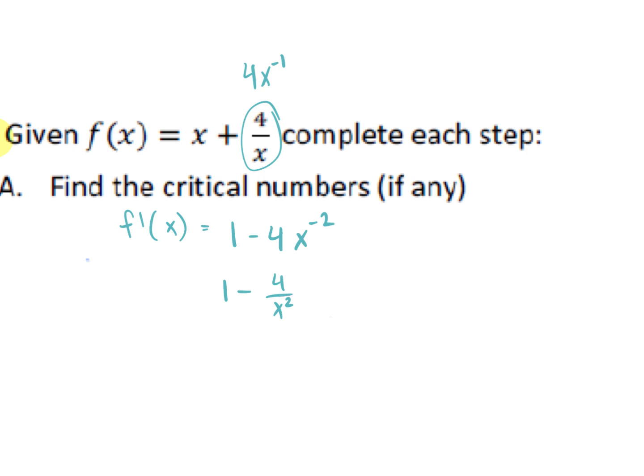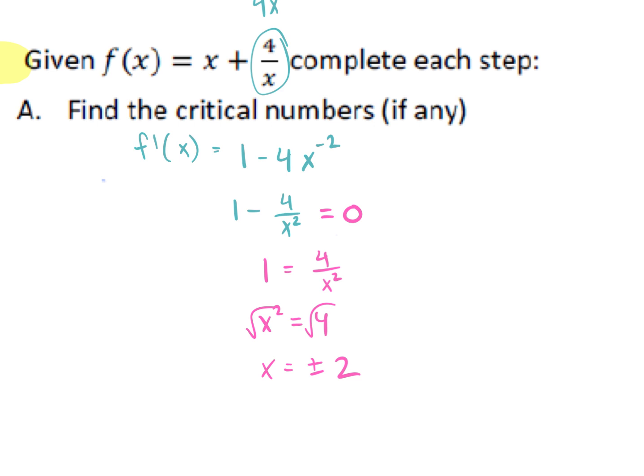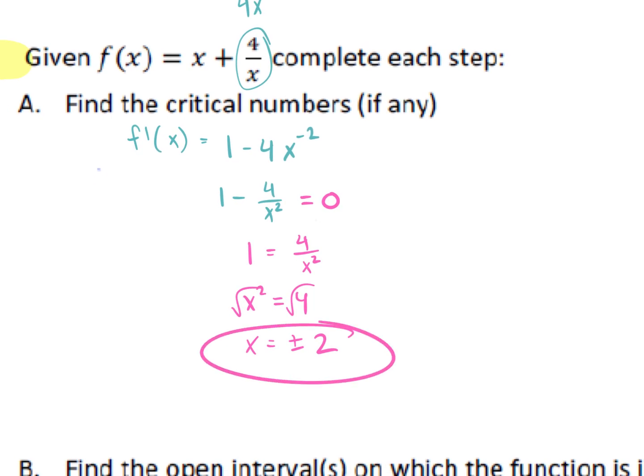To find our critical numbers, we set this equal to 0 and solve. So I could move the 4 over x squared to the other side, so we get 1 equals 4 over x squared. You could cross multiply. We get x squared equals 4. Take the square root, so x equals plus or minus 2. So these would be our critical numbers.